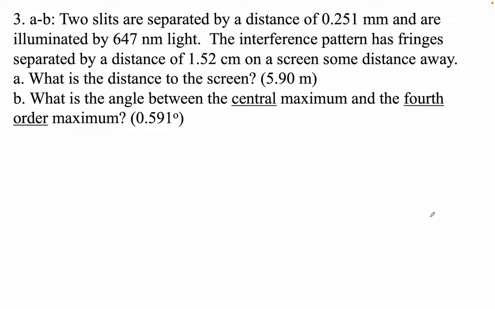Two slits are separated by a distance. Okay, so our d is 0.251 times 10 to the minus third meters. The wavelength is 647.